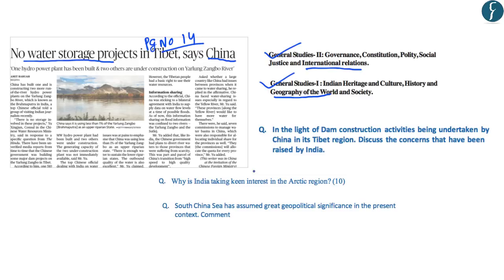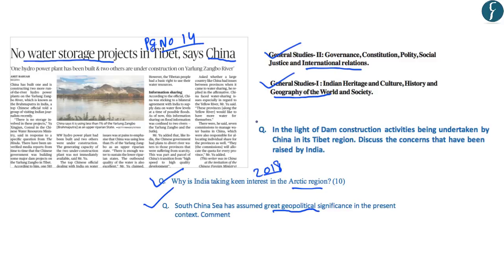Now, if you look at the previous year questions which were asked in the mains examination, in the year 2018, there was a question related to the resources of the Arctic region and what was India's interest in this region. This question was asked from the resource geography and the political geography point of view. Similarly, a question related to the South China Sea was asked in General Studies paper 1, and this was also related to political geography and resources.